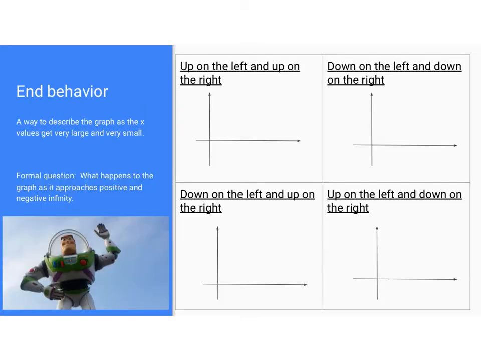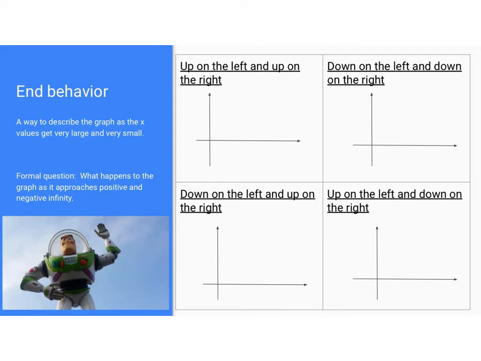The first thing we're going to talk about in this video is the end behavior. The end behavior is a way to describe the graph as the x values get very, very large or very, very small. Again, think about as the graph is approaching positive and negative infinity.